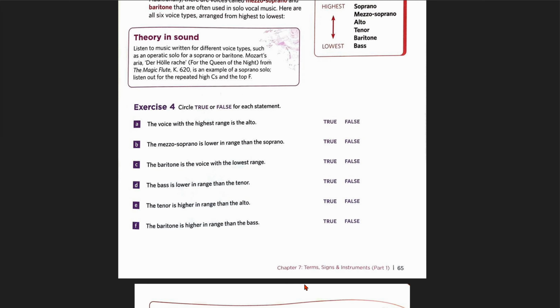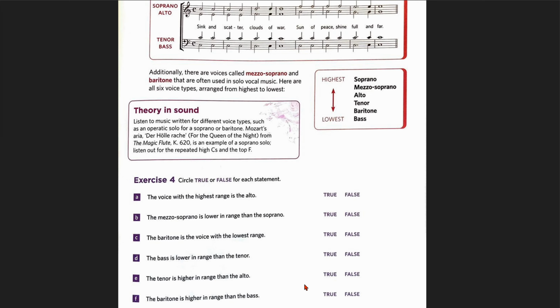The voice with the highest range is the alto. False. It is soprano. The mezzo soprano is lower in range than soprano. True. Baritone is the voice with the lowest range. False. It's the bass. Bass is lower in range than the tenor. True. It's the lowest. The tenor is higher in range than the soprano. That's false. The baritone is higher in range than the bass. True.